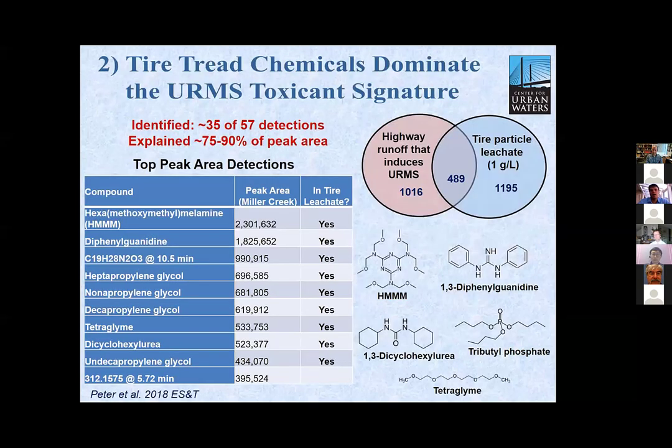What was going on with the water quality? So we went and we looked through those 57 detections, and over time we identified about 35 of them, and we explained about 75 to 90% of the total peak area that the high-res mass spec instrument detected. And what we learned was that 9 of the top 10 peak area detections in that urban runoff mortality syndrome signature were compounds that were also present in tire leachate. So if we just ground up some surface tread of a tire and put that into water for about 1 day, 9 of the top 10 compounds were also present when these coho salmon died. So that really started to tell us that roadways were definitely involved, traffic was involved. These are things that no one knew, but the water quality was certainly confirming that. And so we really started to pay a lot of attention to tire-derived chemicals in urban receiving waters.